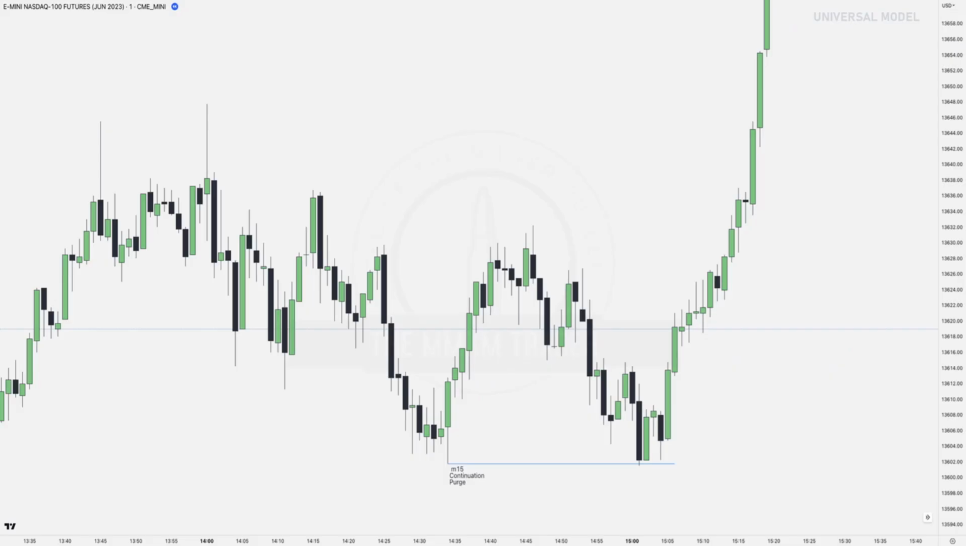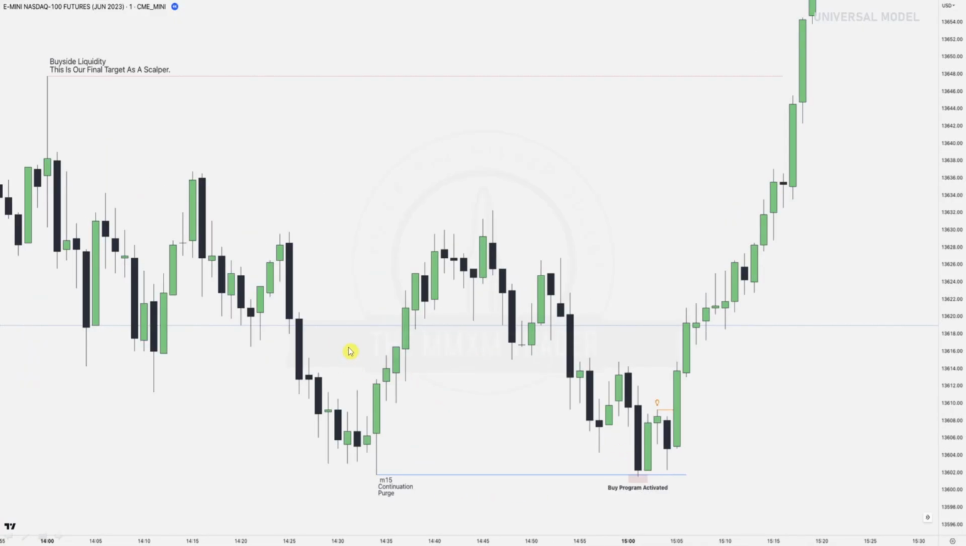Right, we've got a 1-minute time frame right now. We waited for that 15-minute continuation purge, which happened over here, and you can see it a little bit better now because we're in the 1-minute time frame. Buy side liquidity is our final target as a scalper, right? We're not holding for the whole day. We want to go in and out with our market maker models. So the market maker buy model has formed after we create this low. We purge that sell side liquidity and thus go into that buy program.